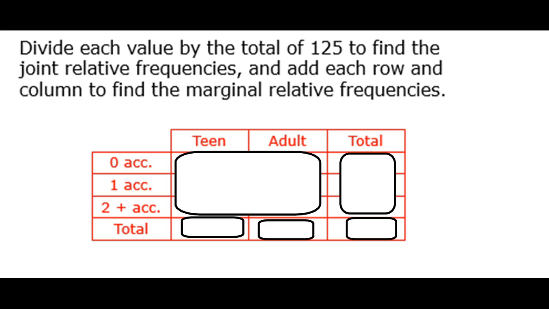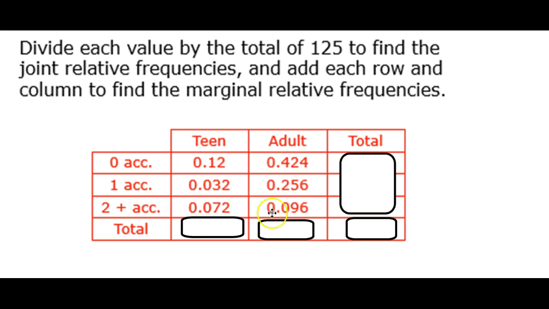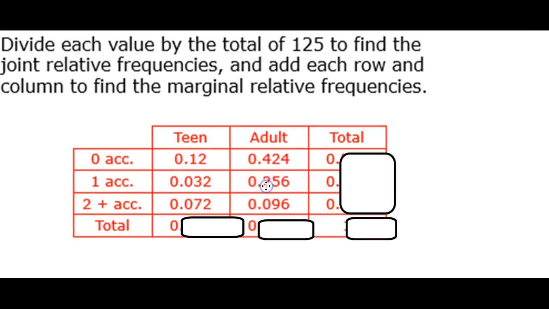Okay, so we take the information from the data table we just saw, and we divide each value by the total 125 quotes that were made, right? This will give us the joint relative frequencies. So if you have not done that, pause the video, find those joint relative frequencies, come back and check your work. Okay, so you should have divided each of those values by 125, giving you these joint relative frequencies.